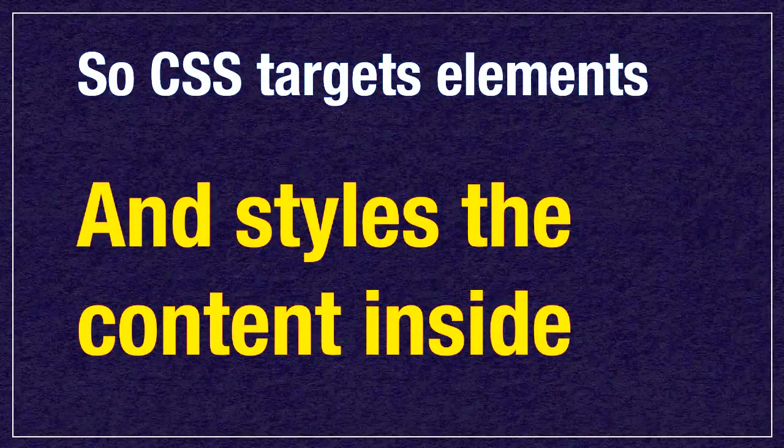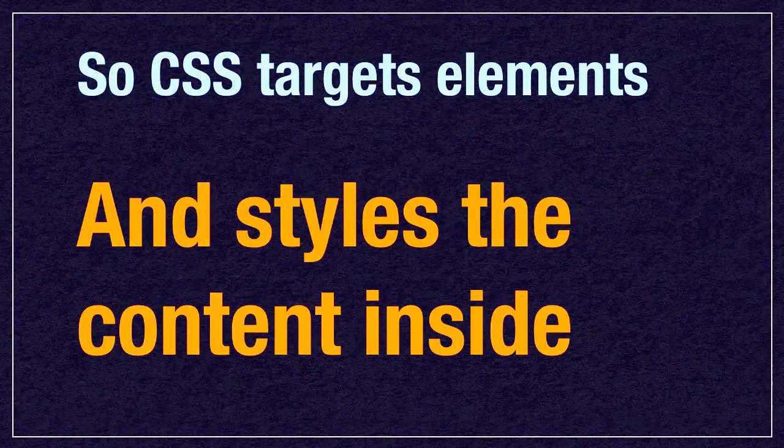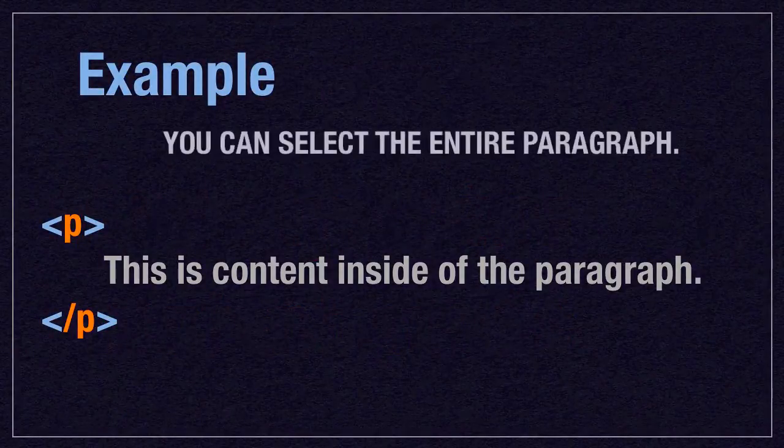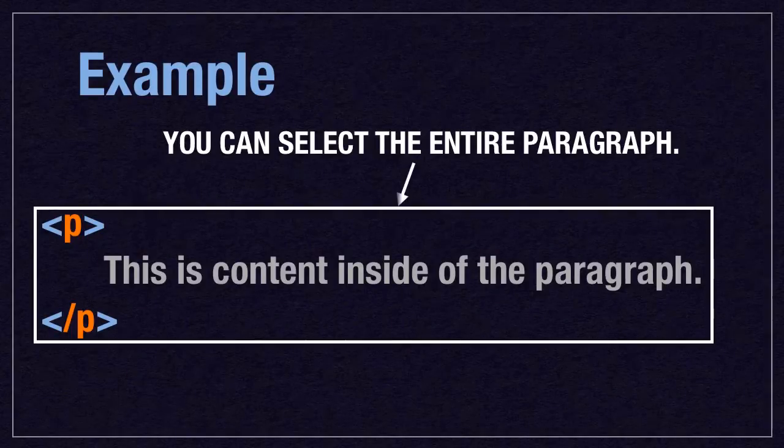They target elements and say, I want to style the content inside of it with the declarations that you have, the exact things that you want to style about that. So the selector says, here's the element or elements I'm going to target on the page. So we have an example here. Here's an element with some content inside of it, and you can select the entire paragraph. That was actually the one we saw there when you use P as a selector.